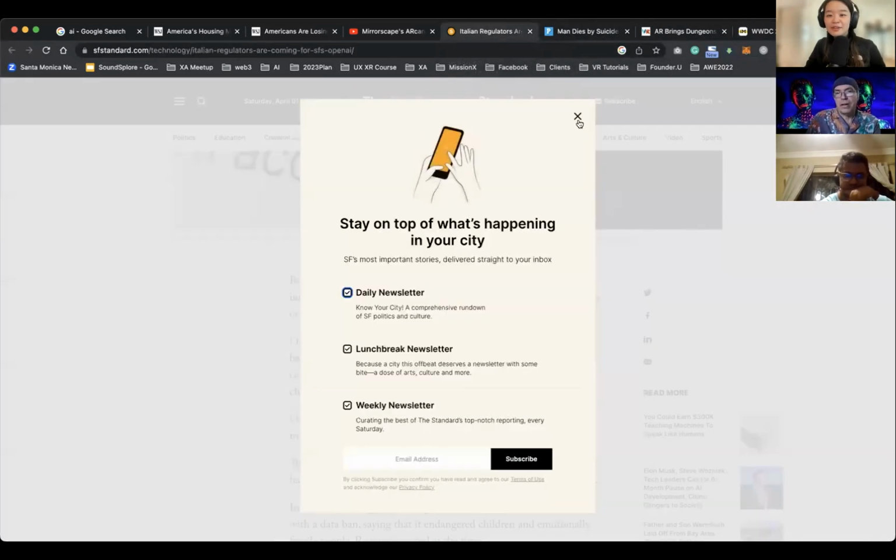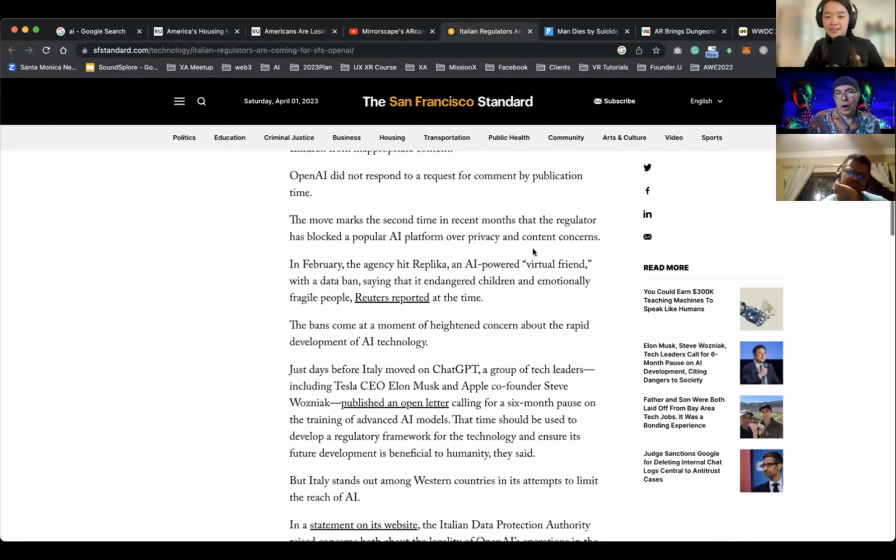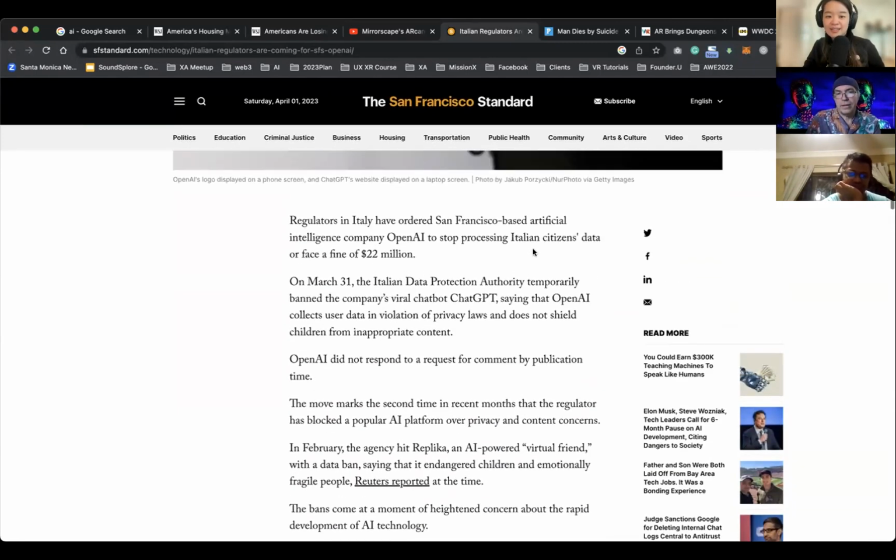Another very quick news is that Italian regulators are moving to ban OpenAI. Oh, really? Yeah, regulators in Italy have ordered San Francisco-based artificial intelligence company OpenAI to stop processing Italian citizens' data or face a fine.